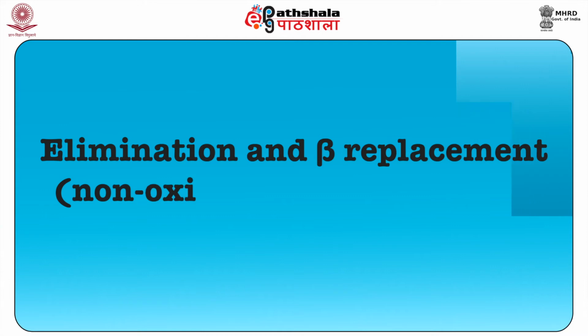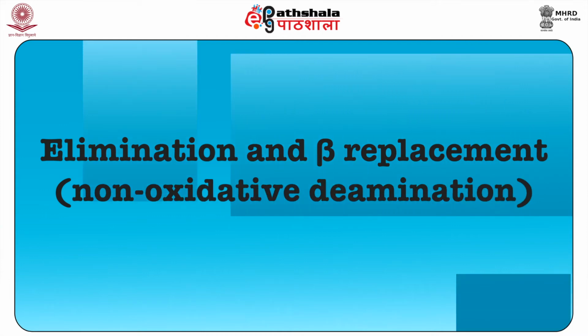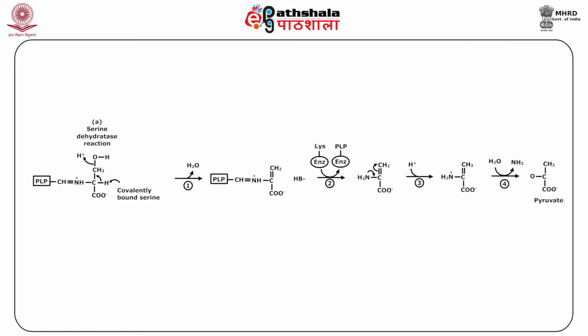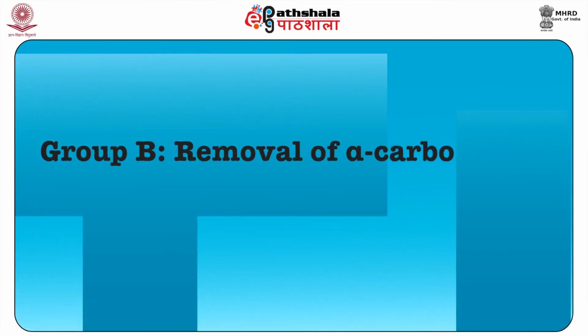Let us now study the third reaction, which is the elimination and beta replacement, or the non-oxidative deamination. When a good leaving group is present in the beta position of an amino acid, it can be eliminated. A large number of such enzymes are serine and threonine dehydratases, which eliminate OH- and water. Here you can see the mechanism of such reactions. And the reaction mechanism of serine dehydratase is shown to you here clearly, with its role clearly depicted in the figure.